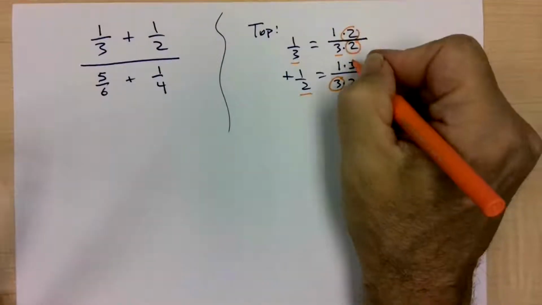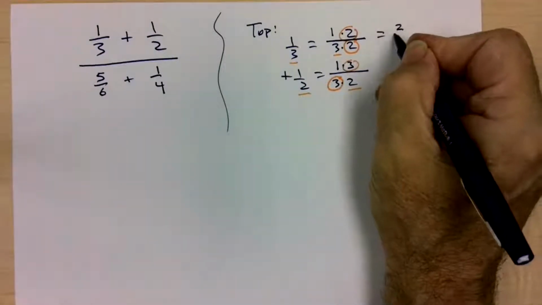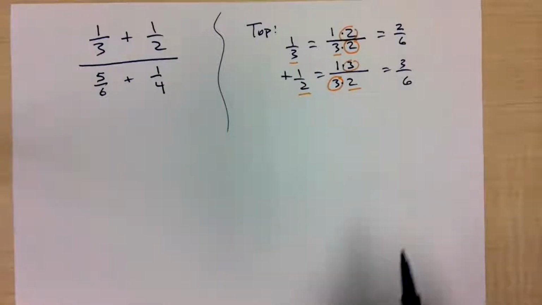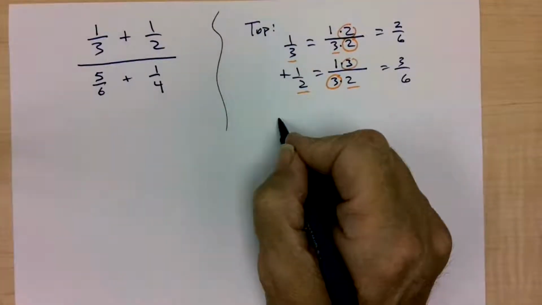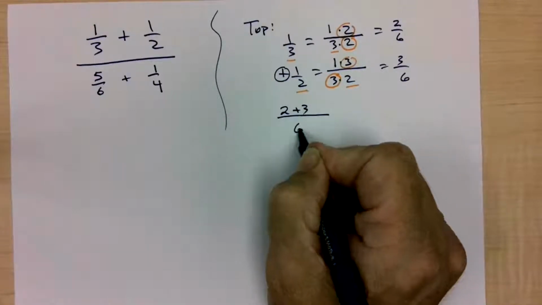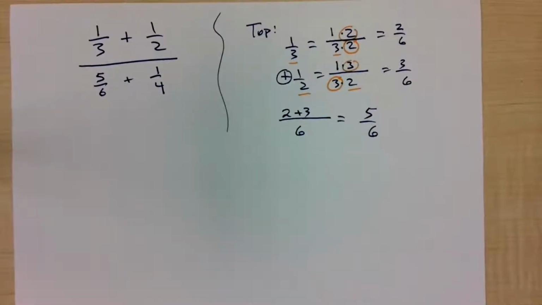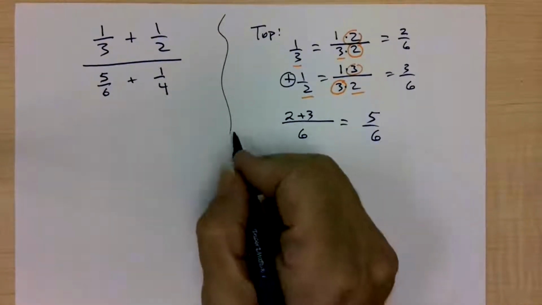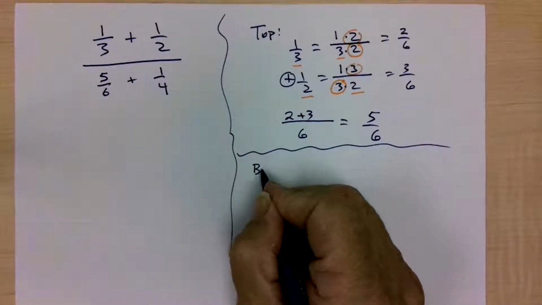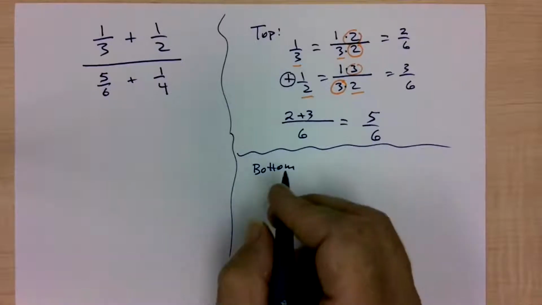And what do these become? 1 times 2, 2 over 3 times 2, 2 over 6. 1 times 3 is 3 over 3 times 2 is 6. So I have 2/6 plus 3/6. Addition, 2 plus 3 over 6 equals 5/6. That is the top fraction. The next one is the bottom, which is 5/6 plus 1/4. So we do that, 5/6 plus 1/4.